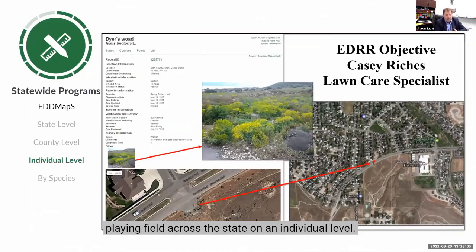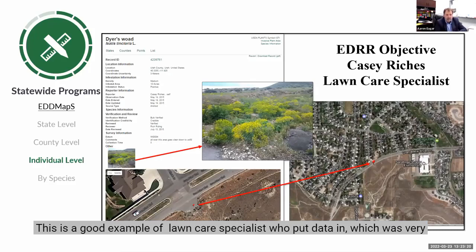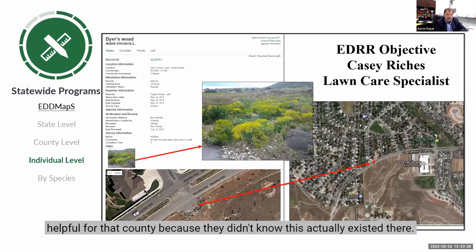On an individual level, it has been very useful. I think we have over 300 people in the state now across the entire state who are taking data and putting it in the system. This is an example of a lawn care specialist who put data in, which was very helpful for that county because they didn't know this actually existed there.